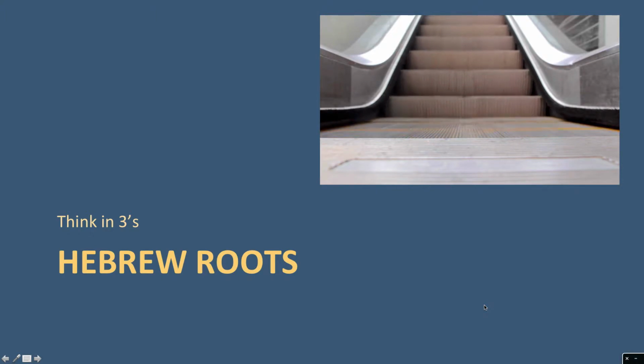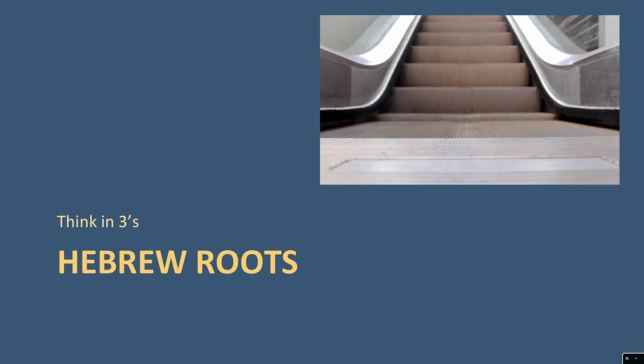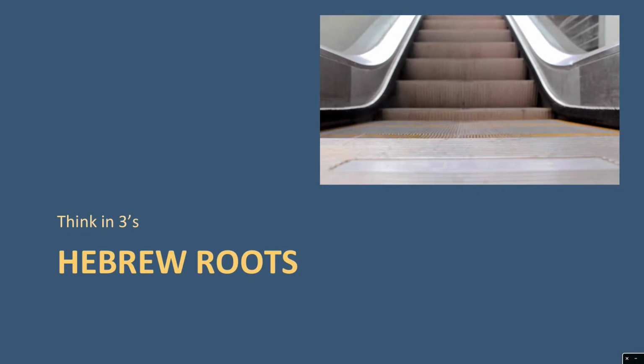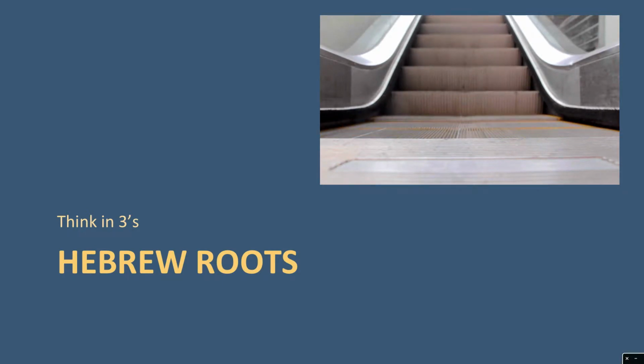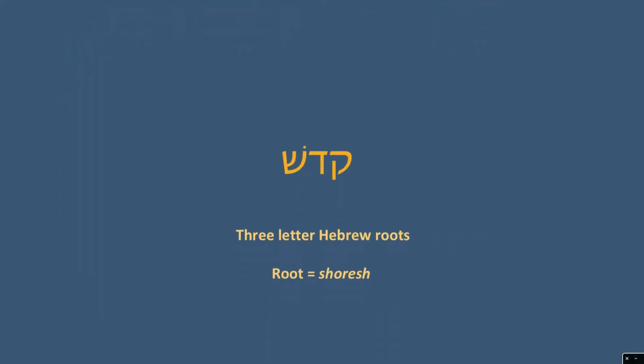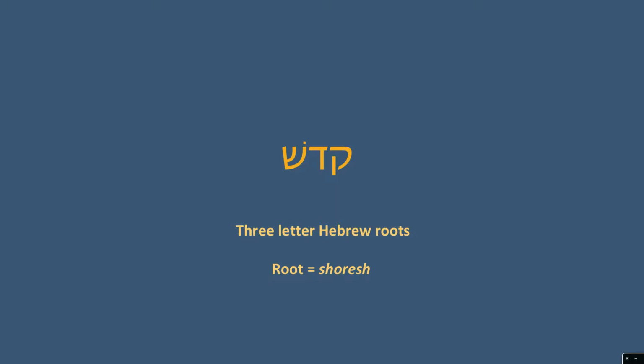As we get into the Hebrew roots, we're really beginning to move things up, beginning on a journey, and most of the rest of the time that you are learning Hebrew throughout your lives will probably be focused on developing proficiency with Hebrew roots and the verbs. So the first thing is to think in threes. Every Hebrew word comes down to a three-letter root.